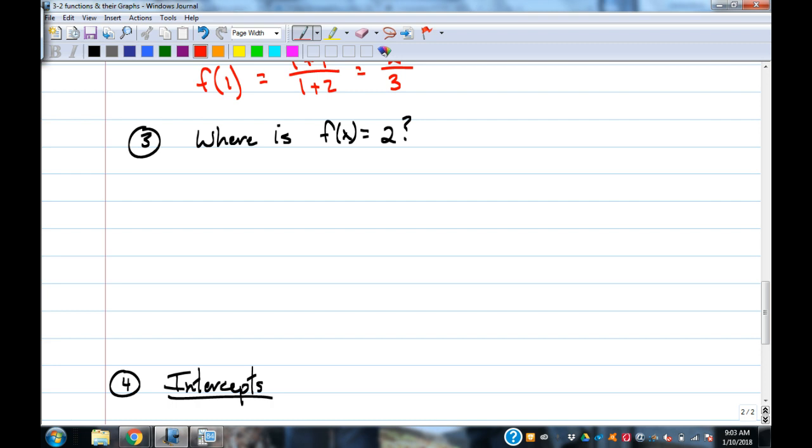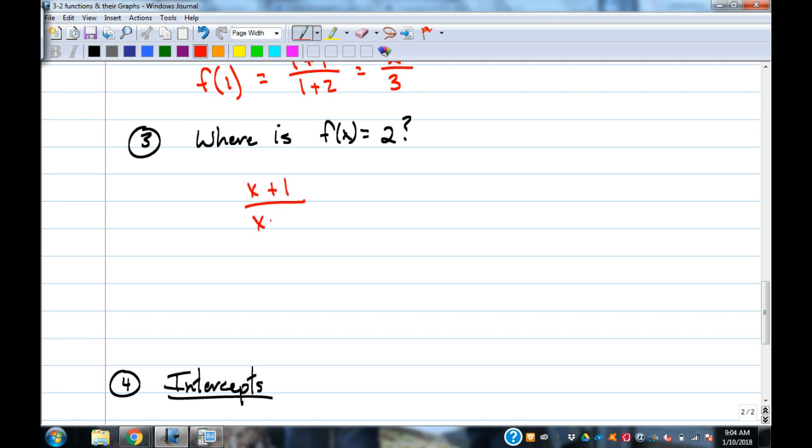Something your calculator is not very good at is checking y values. Really good at checking x values. It's not very good at checking y values. Where is f of x equal to 2? Notice I left a good bit of space there on purpose because we're going to need it. How do you check where y is equal to 2? You got to find out what x value goes with that. So how do you find the x value for a certain y value?